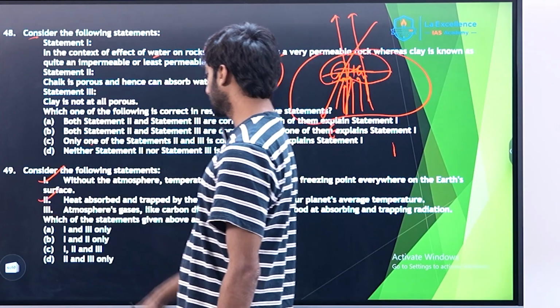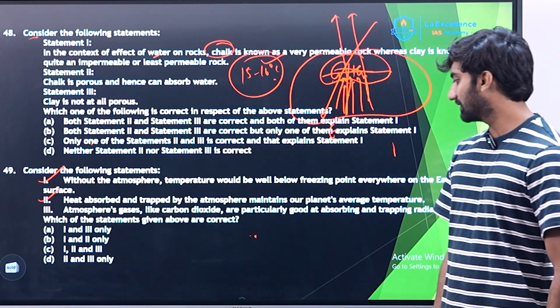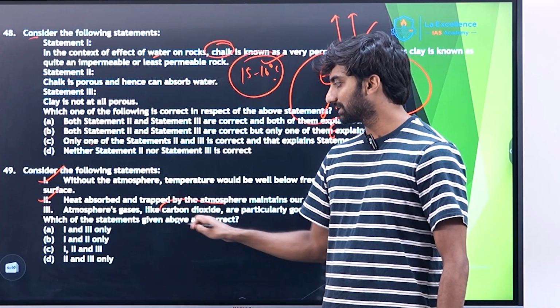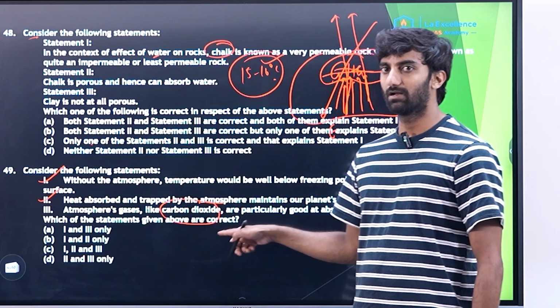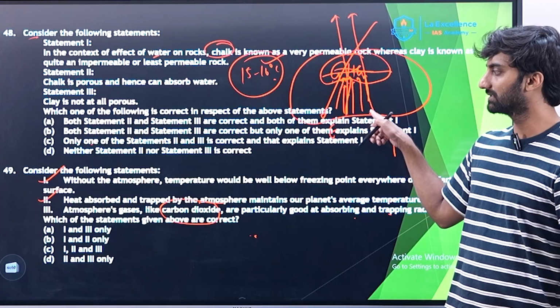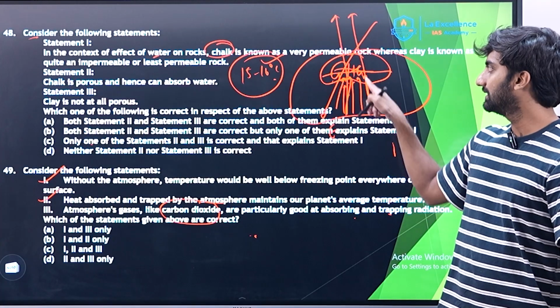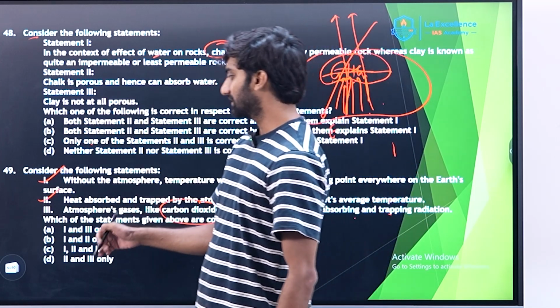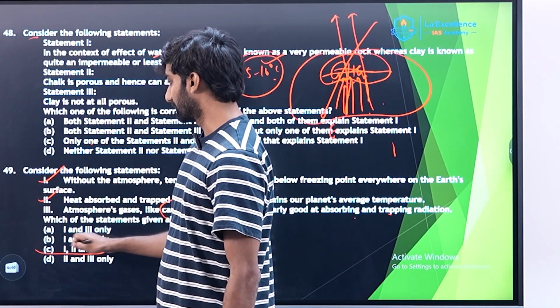Statement 3, atmosphere's gases like carbon dioxide are particularly good absorbers and trap heat. This is also true. These gases are called greenhouse gases: carbon dioxide, nitrous oxide, sulfur oxides, few such gases. These are greenhouse gases which are trapping heat. So when it comes to this question, all three statements are true.